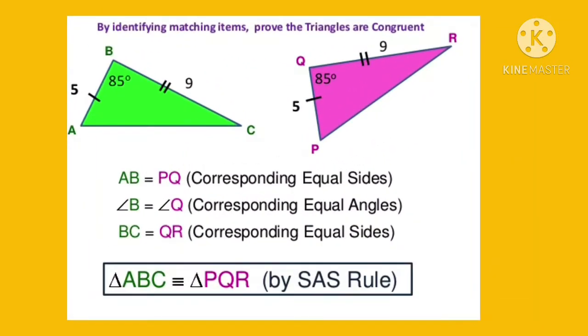We can prove these two triangles are congruent by using this rule because here in triangle ABC and triangle PQR, measure of AB equal to measure of PQ and measure of BC equal to measure of QR and the measure of angle B equal to angle Q. So we can say that triangle ABC is congruent to triangle PQR by using rule side angle side.